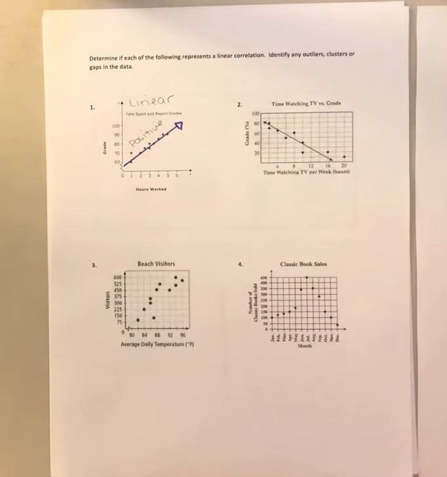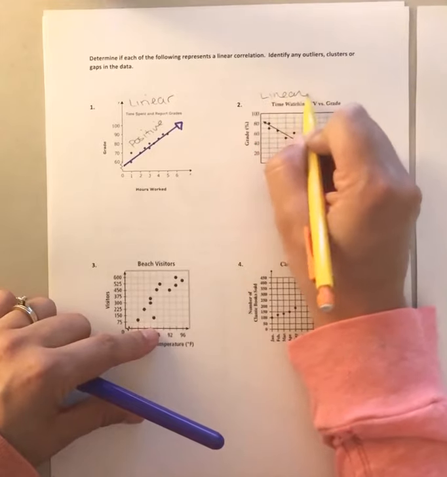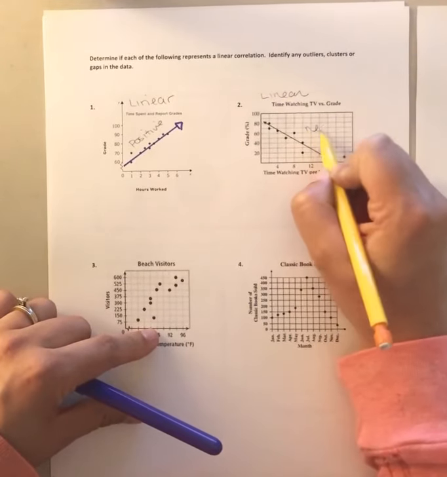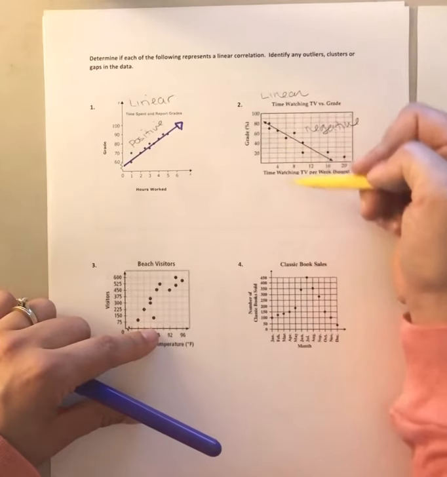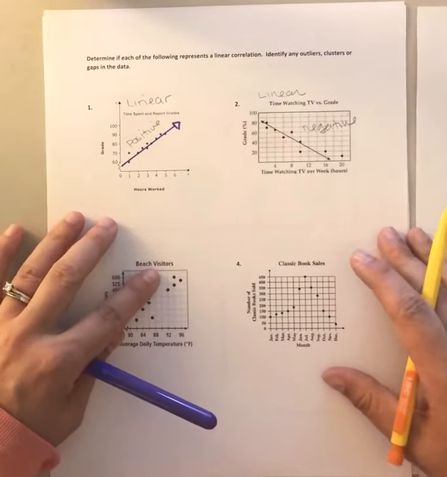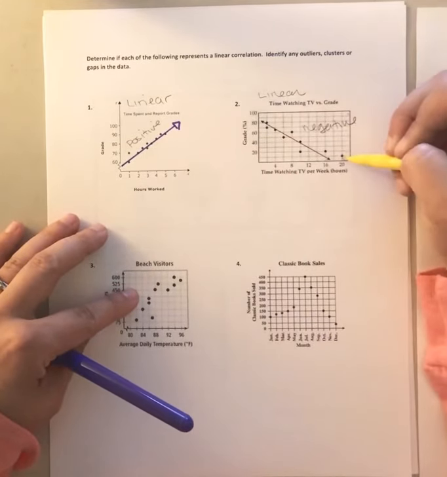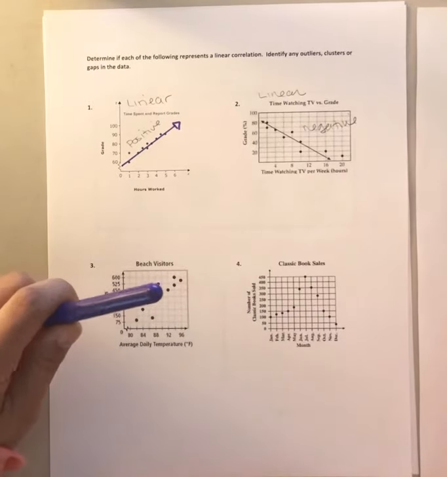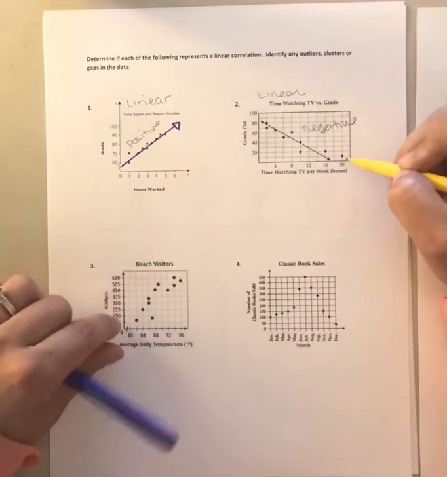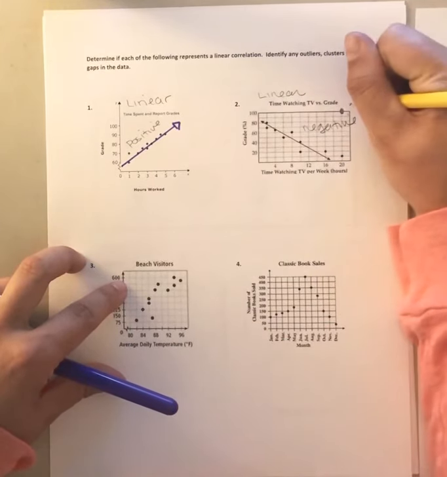Number 2, they already drew one in. So I'm going to say, yeah, that's definitely linear. It's got a negative trend, which just means that as X increases, Y decreases, so it's going down. I really don't see any outliers in this. It's not quite as tight as the other one, so some of these points are kind of far out, but they're really not outliers. I think the only case of an outlier would be maybe somebody who watches 20 hours of TV and scored 100. That would be an outlier.